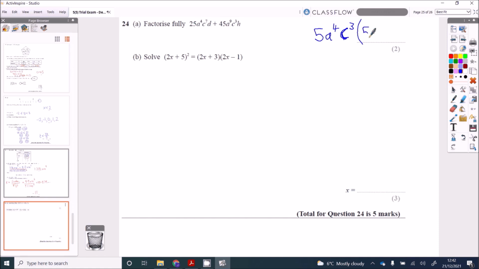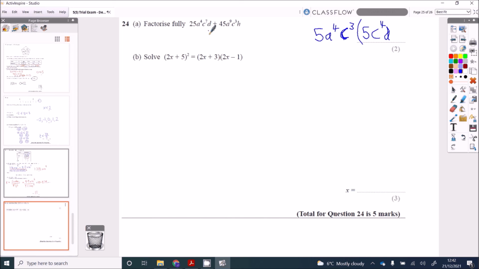We need another 5. We don't need any more a's. We need 4 more c's, sorry. So c to the power of 4, and we need a d. So 5a to the 4 c cubed multiplied by 5 c to the 4 d. Does that give you this first term? Well, we get 25, we get a to the 4, we get c to the 7, we get d, so that's right.